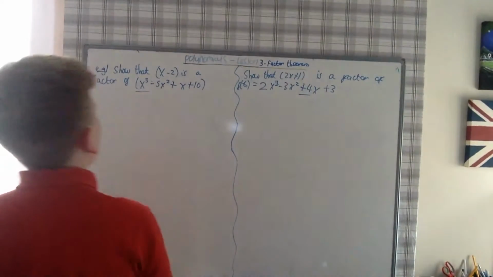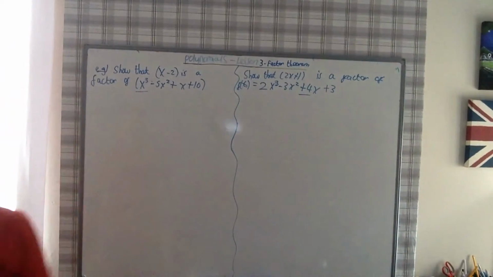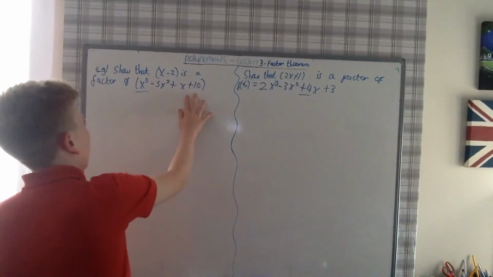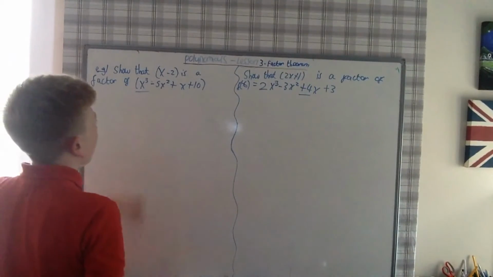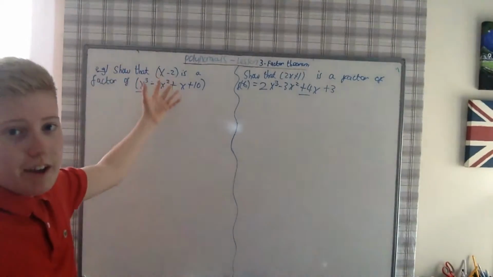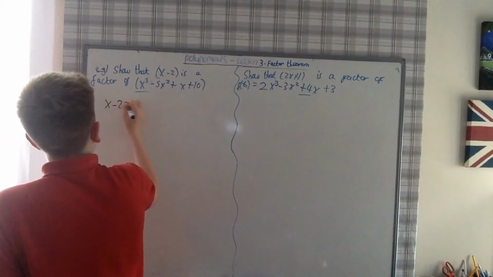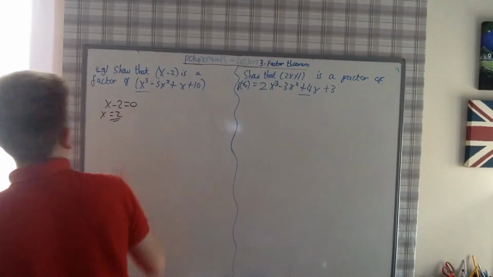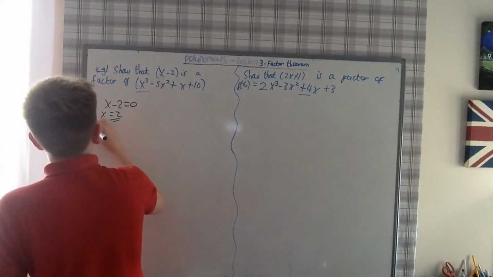So we need to apply this to an exam style question. An example I've got here says, show that x minus 2 is a factor of x cubed minus 5x squared plus x plus 10. So the first thing we do, just like remainder theorem, is make our bracket equal to 0. So x minus 2 equals 0, so x is 2. Moving that across. Then we substitute in our value of x.